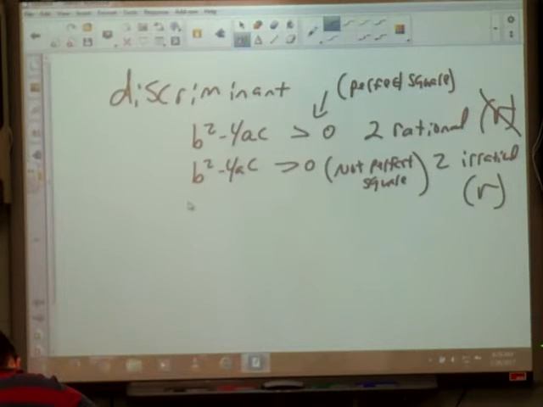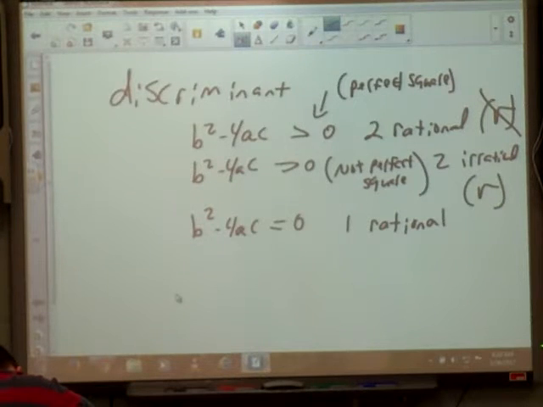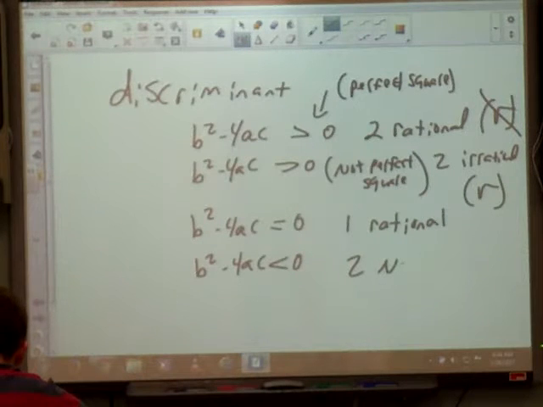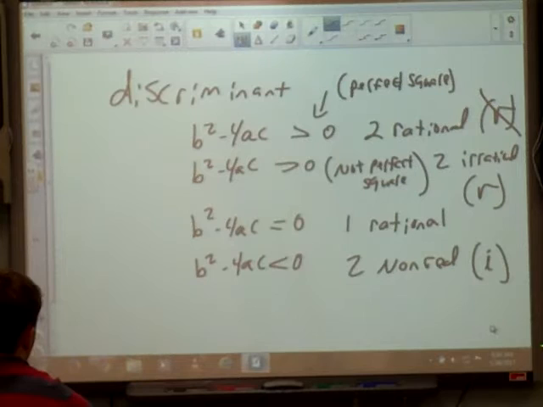Okay. Then if my discriminant is zero, that means I'm only going to have one rational solution. Remember I said we can have two, one, or none? One rational solution. All right. If my discriminant is less than zero, I'm going to have two non-real solutions. That means they're going to have an i in them.